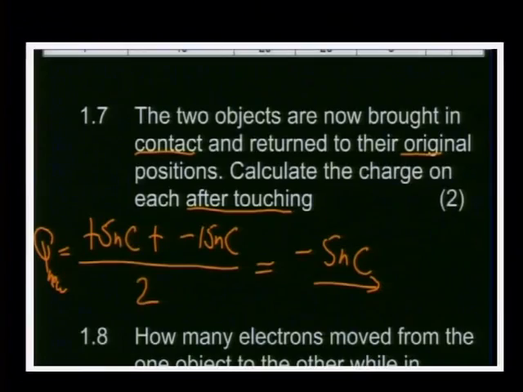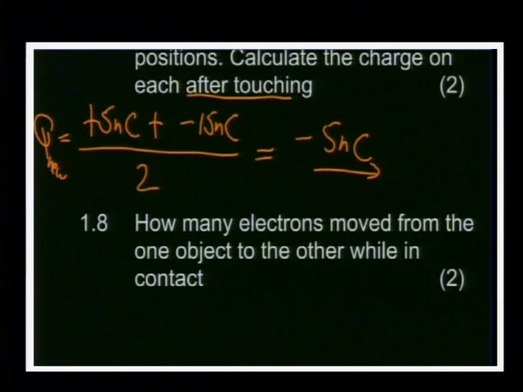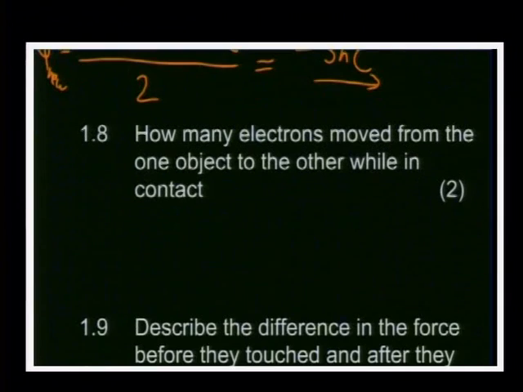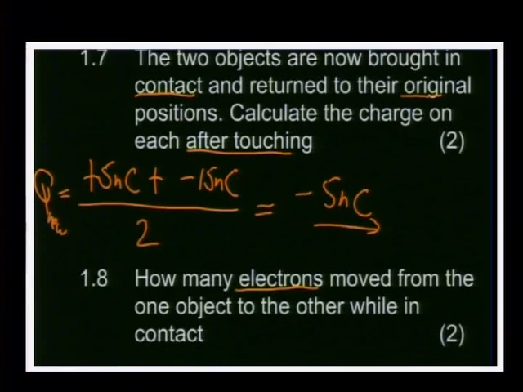So there we go. The two objects will have identical charges now. It will equalize. Both will have minus 5 nanocoulombs. So you can write that as minus 5 times 10 to the minus 9 coulombs. Next question, which is also a very interesting one because we didn't touch on it earlier. It says, how many electrons moved from one object to the other while in contact? So let's have a look at it.